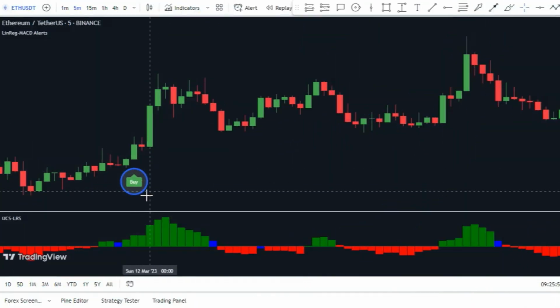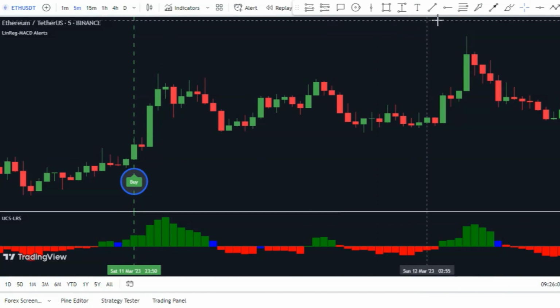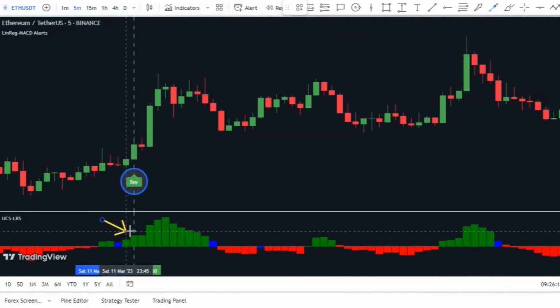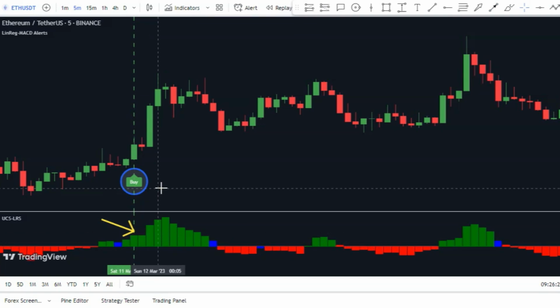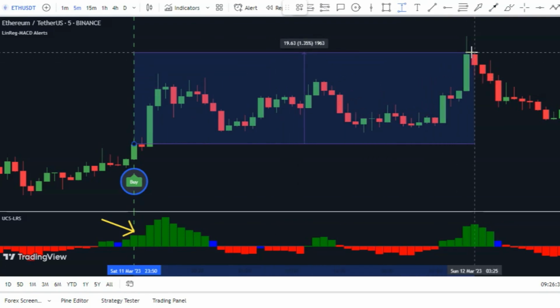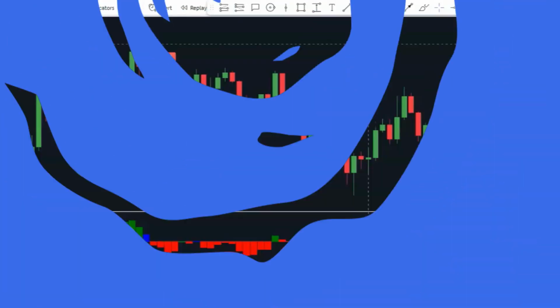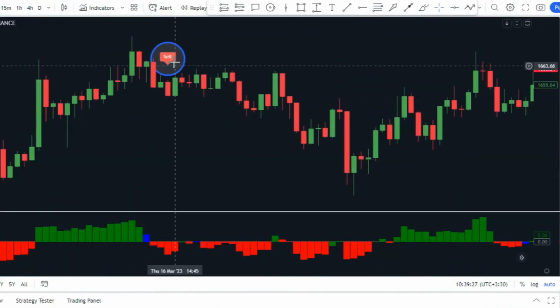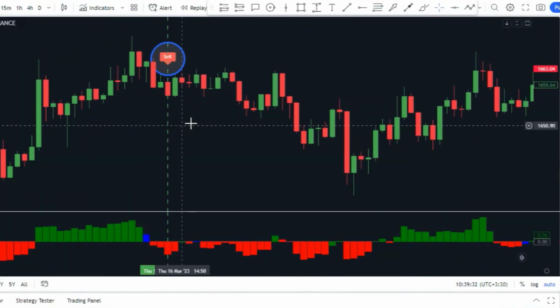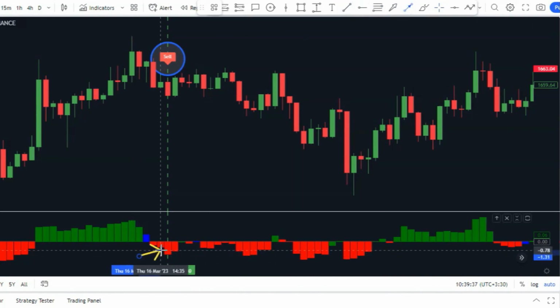So now when a buy signal is issued, check whether the column corresponding to the signal candle is green in the linear regression oscillator. If it is green, the buy signal is confirmed. And similarly, when a sell signal is issued, check whether the column corresponding to the signal candle is red in the linear regression oscillator. If it is red, the sell signal is confirmed.